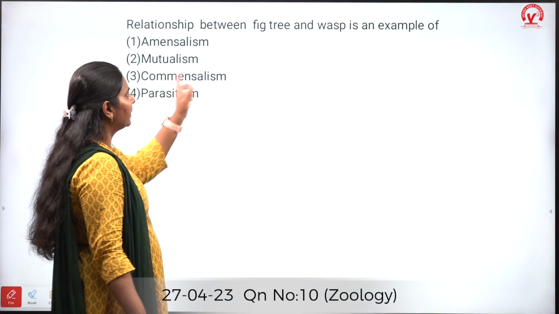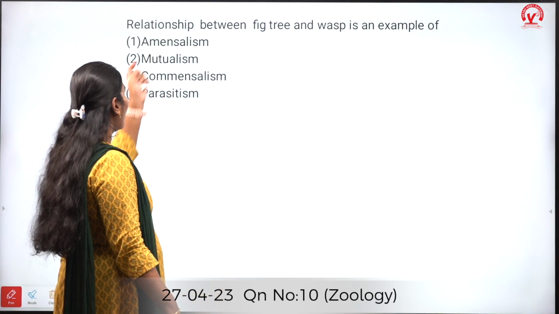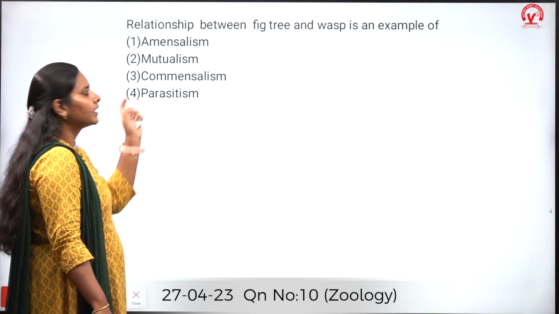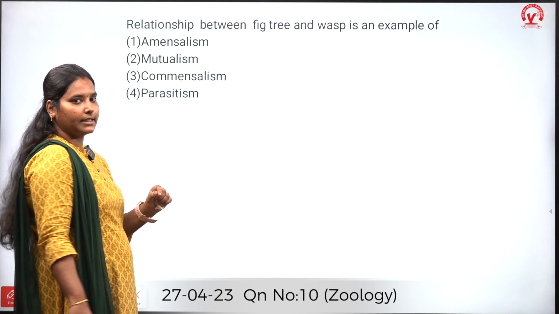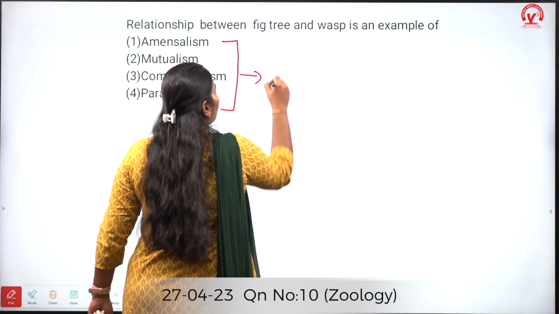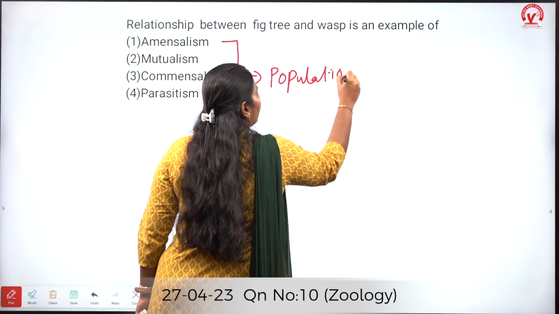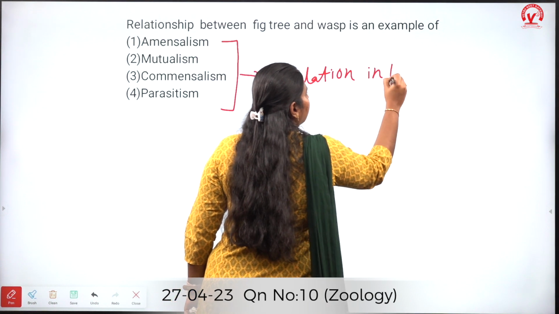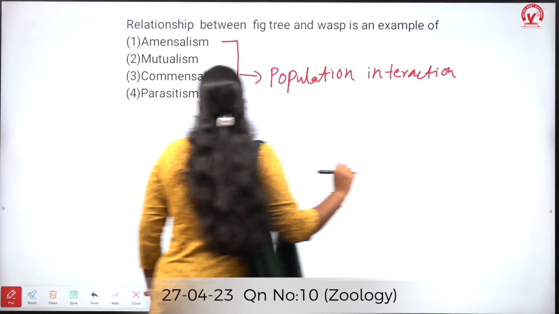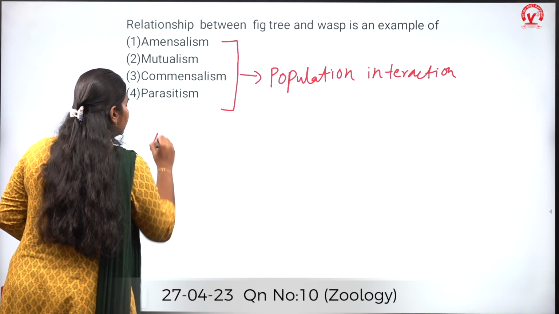The relationship between fig tree and wasp is an example of. The options given are amensalism, mutualism, commensalism and parasitism. And these options are some of the population interactions. First, we need to know the definitions of these options.